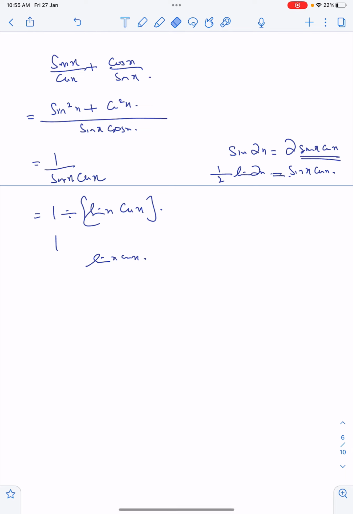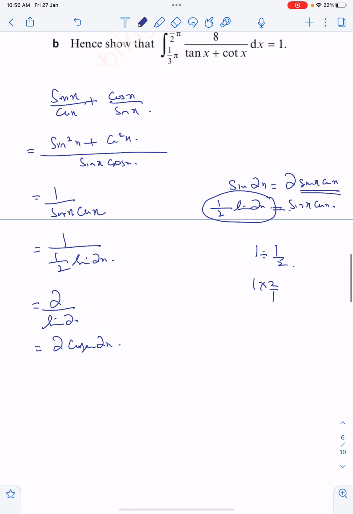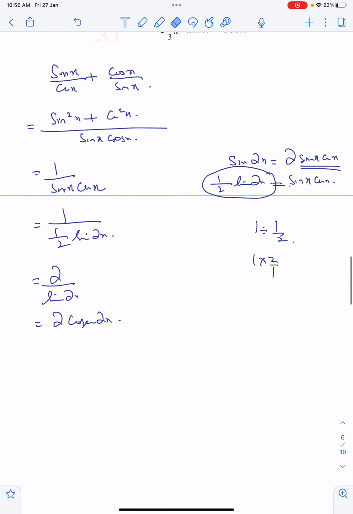What I can actually do is, in place of sine x cos x, I'm writing half sine of 2x. 1 divided by half is 1 multiplied by 2 upon 1. So it's 2 upon sine of 2x, which is equal to, since 1 upon sine is cosec, 2 cosec 2x. This is what we had to prove. We just had to keep it like this. So this is the answer. This is what we had to prove here.